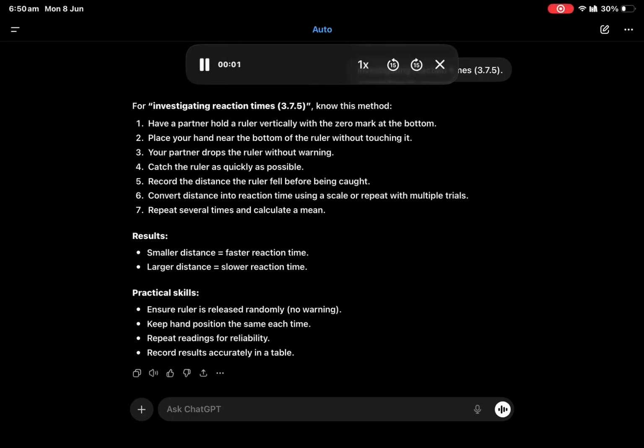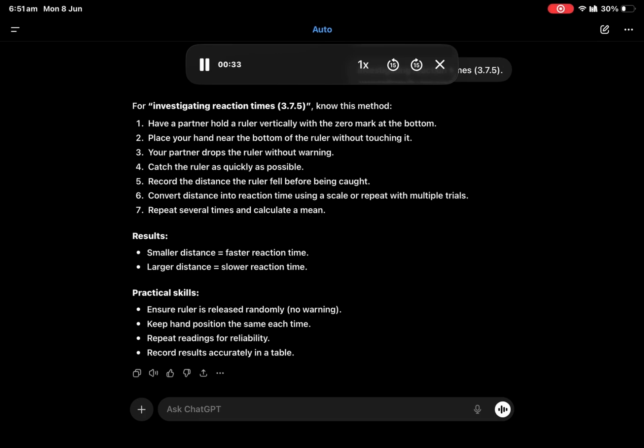For investigating reaction times, 3.7.5, know this method. 1. Have a partner hold a ruler vertically with the 0 mark at the bottom. 2. Place your hand near the bottom of the ruler without touching it. 3. Your partner drops the ruler without warning. 4. Catch the ruler as quickly as possible. 5. Record the distance the ruler fell before being caught. 6. Convert distance into reaction time using a scale or repeat with multiple trials. 7. Repeat several times and calculate a mean.